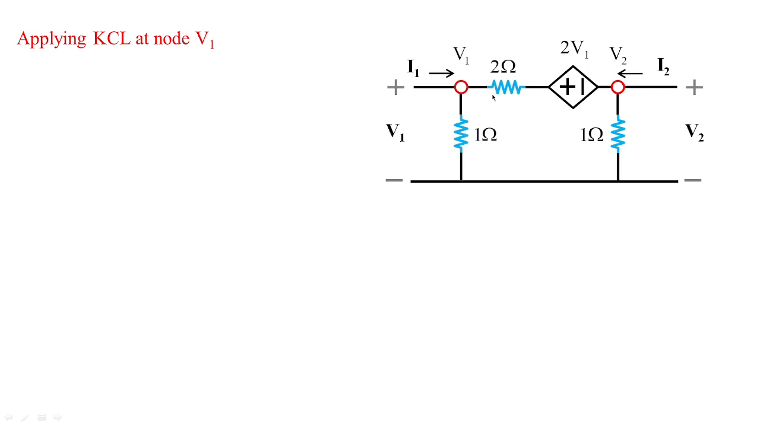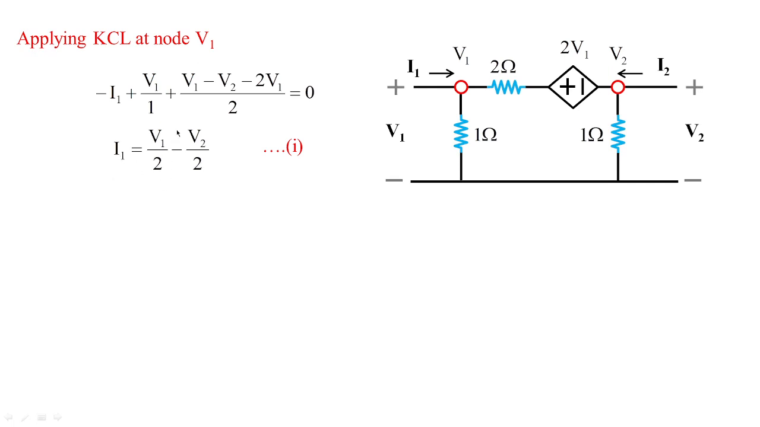And the current which is flowing in this particular branch, it will be V1 minus V2 minus 2V1 by 2. And that is the total voltage developed across V1 and V2 divided by the 2 will becomes the branch current. So we are going to employ KCL to this node V1. So we'll get minus I1 plus V1 by 1 plus V1 minus V2 minus 2V1 by 2 equivalent to 0. So that I1 will be equivalent to V1 by 2 minus V2 by 2, and in the Roman letters I have framed this equation as 1.